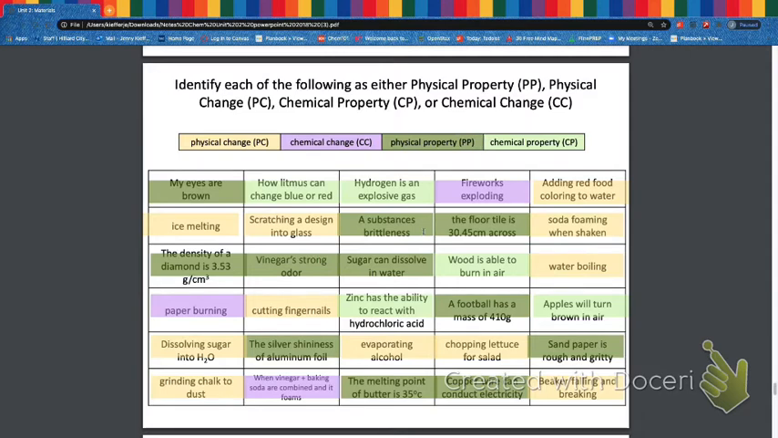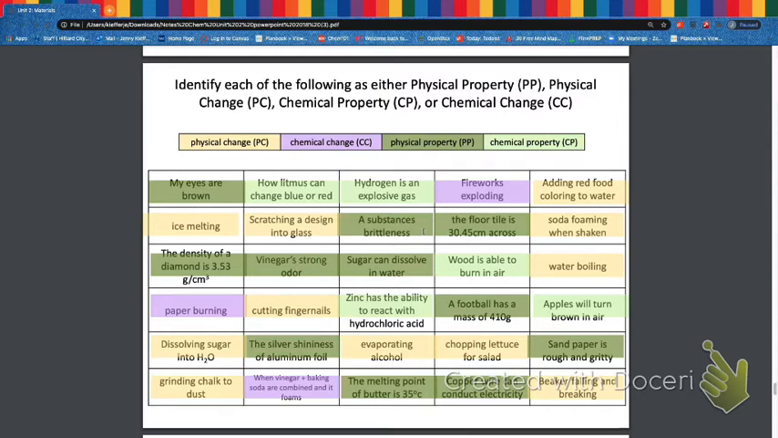Scratching a design into glass is a physical change. Vinegar has a strong odor, that's a physical property. Cutting your fingernails, a physical change. The fact that aluminum foil is shiny is a physical property. When we mix vinegar and baking soda and it creates a foam or a gas, that's a chemical change.